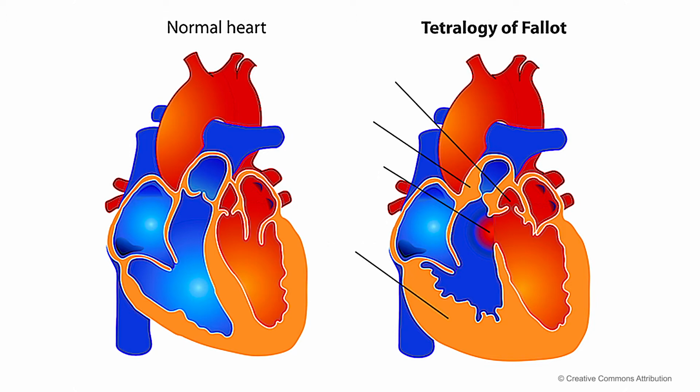Let's start with Tetralogy of Fallot. Tetra means four. So classically, there are going to be four things that you find in Tetralogy of Fallot. You're going to have a ventricular septal defect, pulmonary stenosis, right ventricular hypertrophy, and an aorta that overrides that ventricular septal defect. Now, the reason you're going to have the right ventricular hypertrophy is because it's going to be pushing against both a stenotic pulmonary entrance, and also there's going to be some amount of left to right shunting, causing enlargement of that right ventricle.